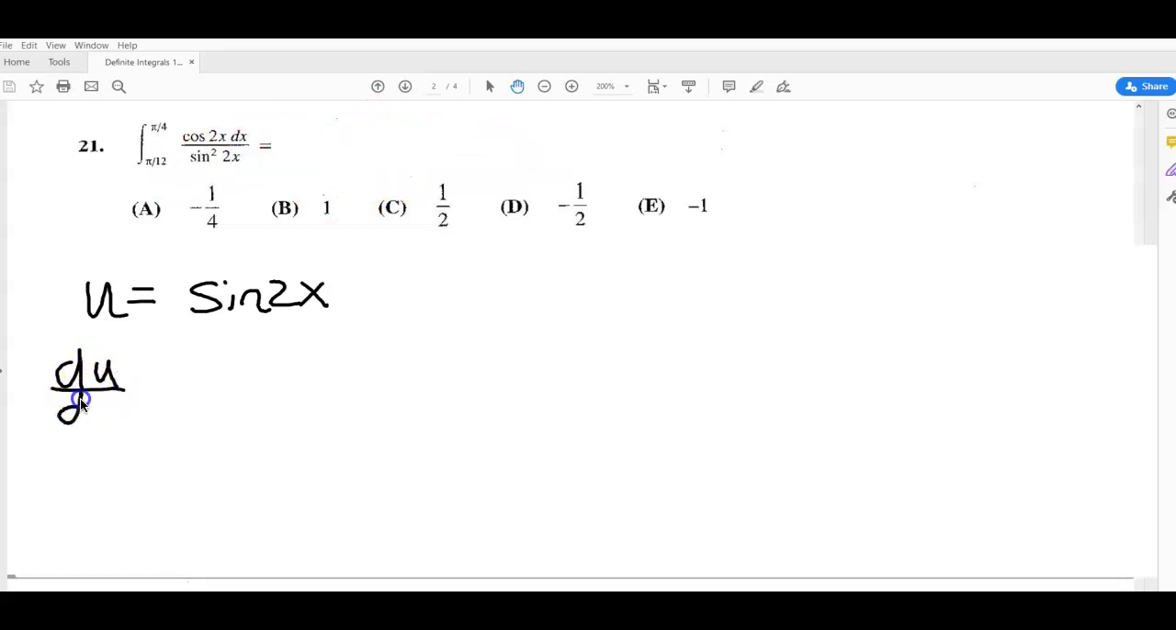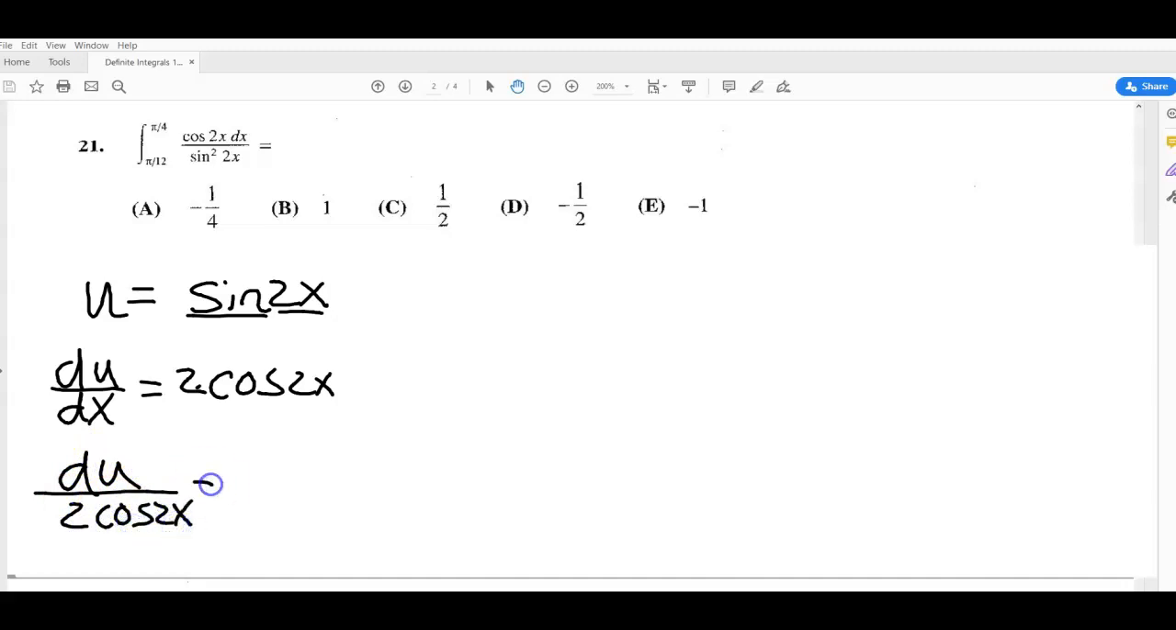So, du dx, it's a chain rule here. The derivative of sine is cosine. Don't change the inside. But we are going to multiply it by the derivative of the inside, so it's a 2. Okay? And we want to get the dx by itself like usual. And then we're ready for some U-sub.